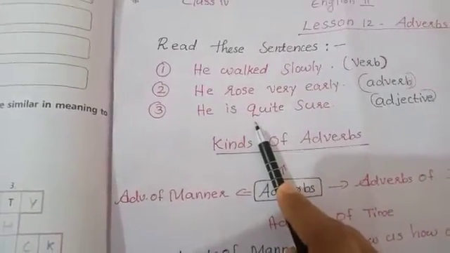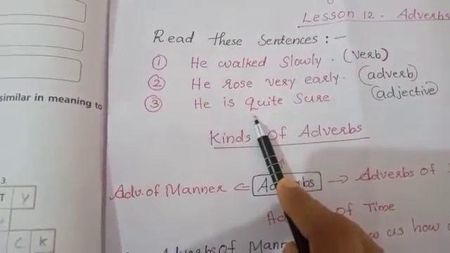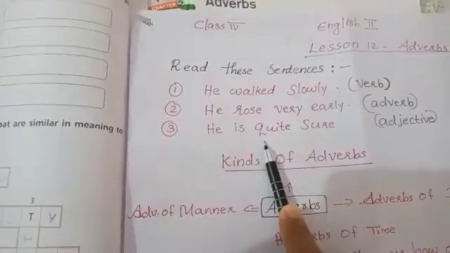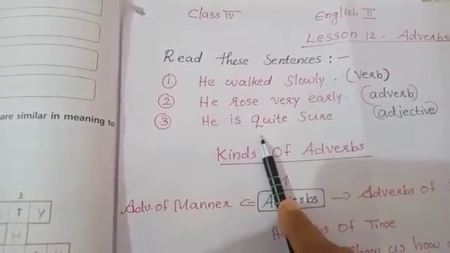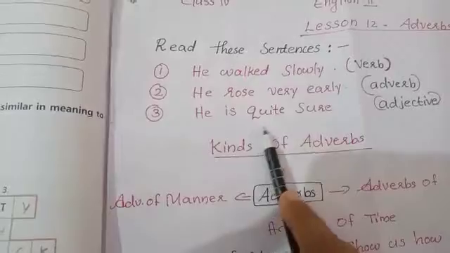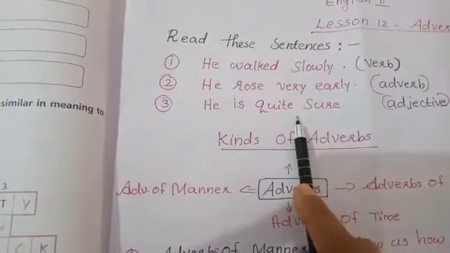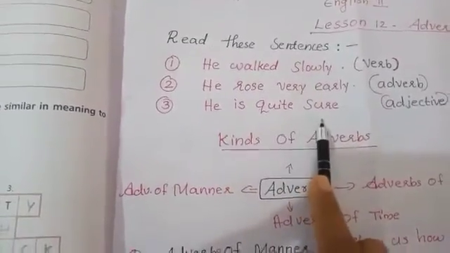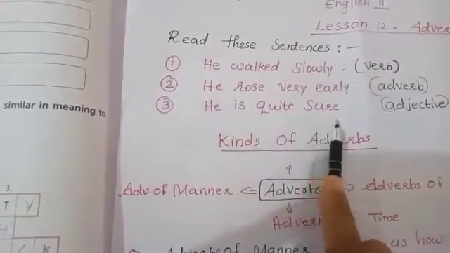In the third sentence, he is quite sure. In sentence 3, the word quite tells us how sure he is. The word quite modifies the adjective sure.